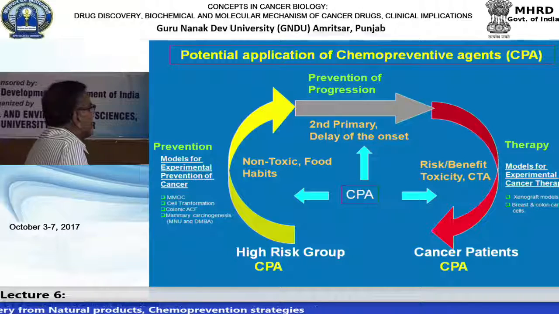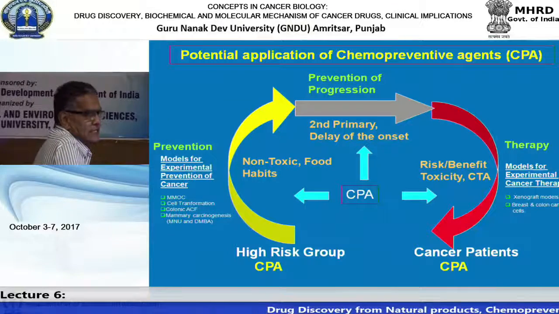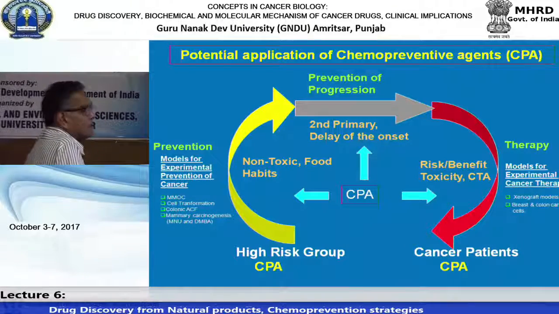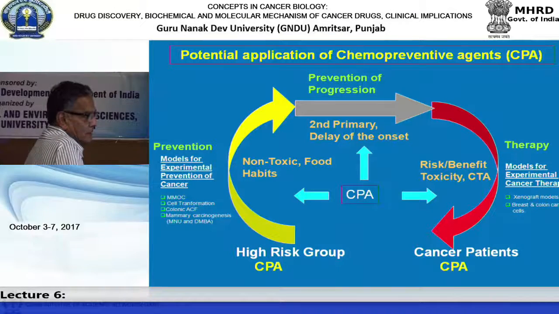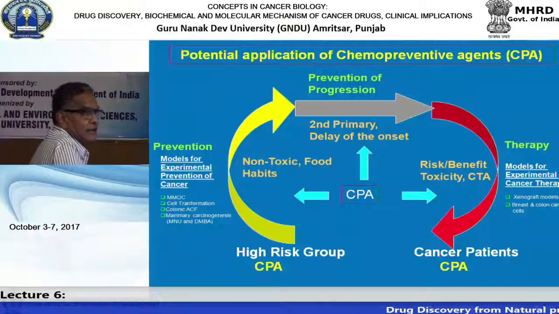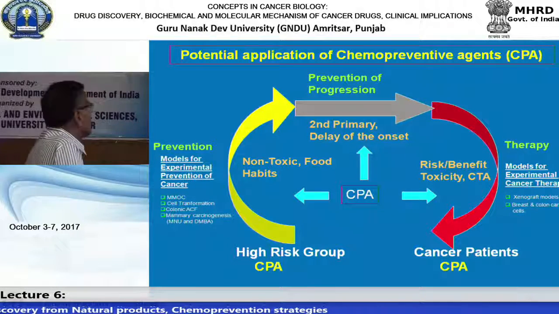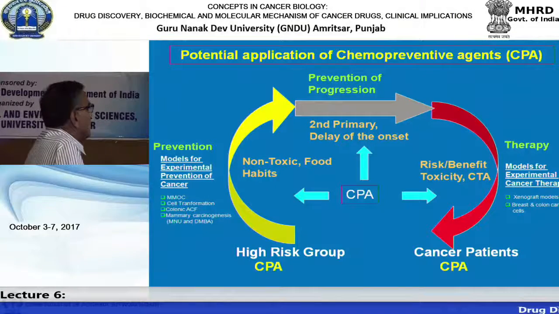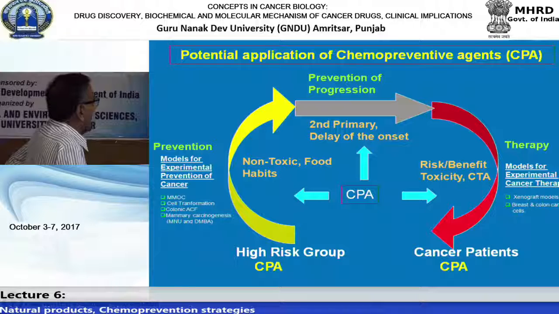The fundamental thing that's different between therapy and prevention is that here you don't have a disease. So the effect of your drug or a compound has to be absolutely non-toxic, right? Because you're not going to get cancer, so why would you risk having toxicity? So it has to have no toxic effect, and you have food habit changes that you can do. You can start chemopreventive agents in a high risk group.